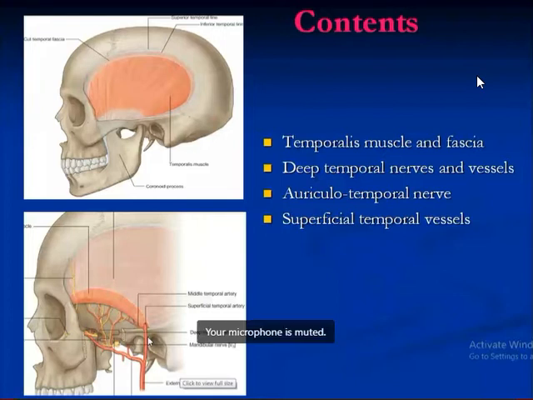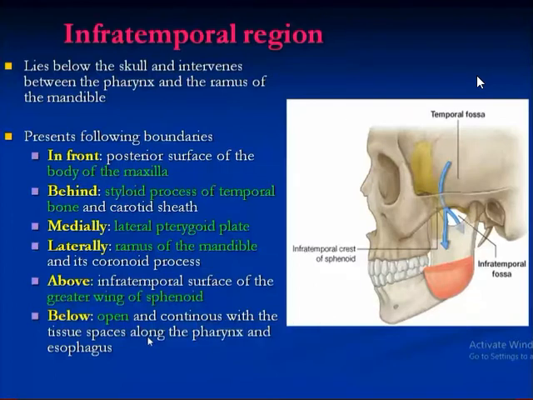Now we'll move on to the infratemporal region, and we have already learned about the boundary of the infratemporal region. The location is: the infratemporal region is present below the skull, just below the temporal fossa, in between the ramus of the mandible and the pharynx. So we have the space over here that is known as the infratemporal fossa or region.